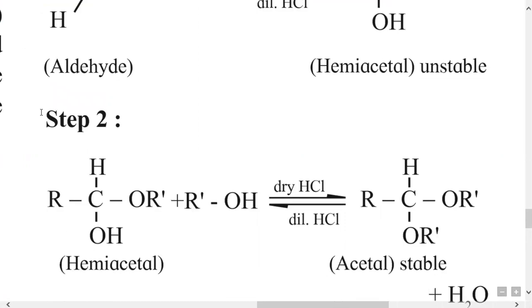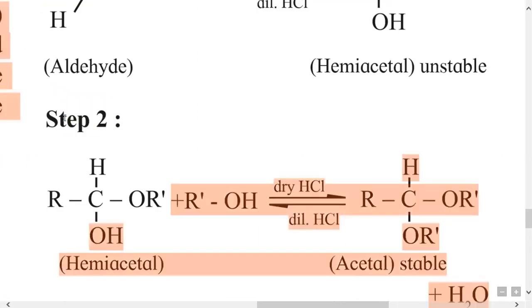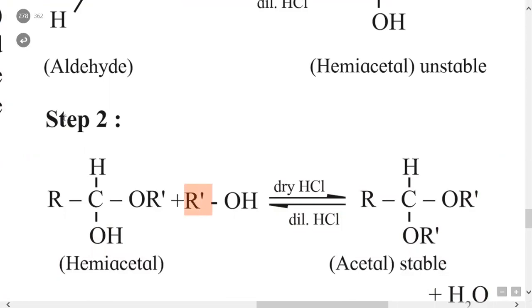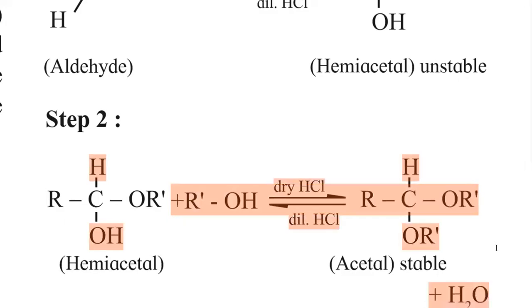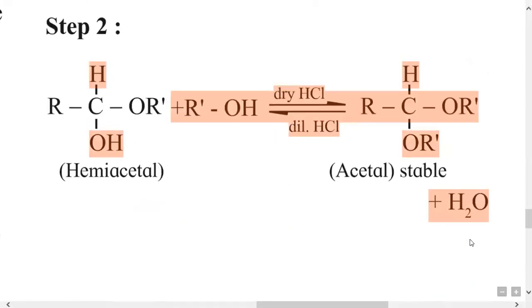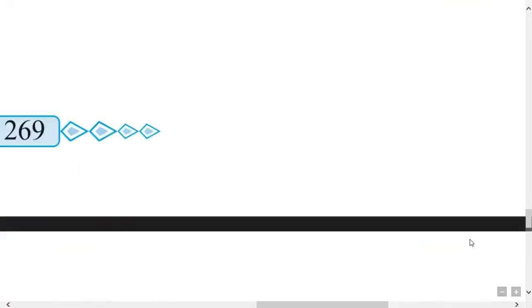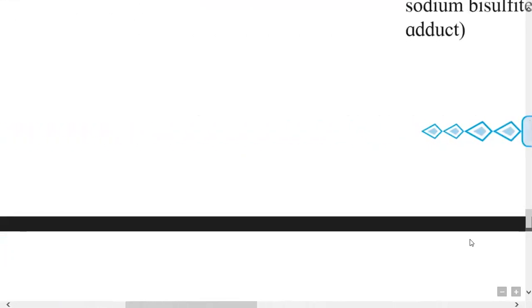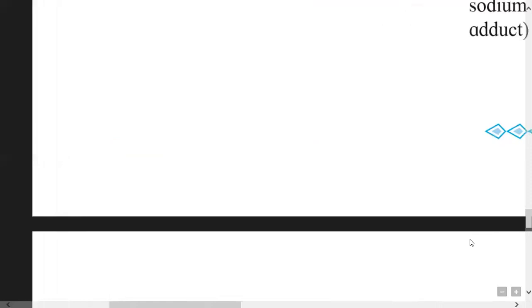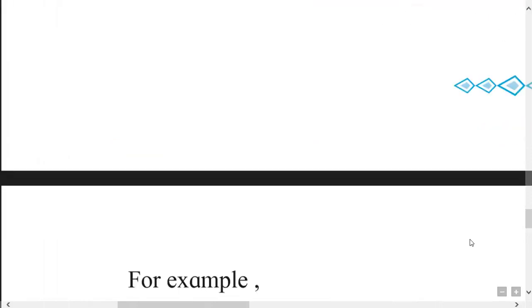In the second step, this hemiacetal reacts with one more molecule of monohydric alcohol, that is R'OH, again in the presence of dry HCl. Then we get RCH with OR dash and another OR dash, and it is a stable product called an acetal, and the side product is H2O. So this is the addition of alcohol that gives hemiacetal and acetal formation.